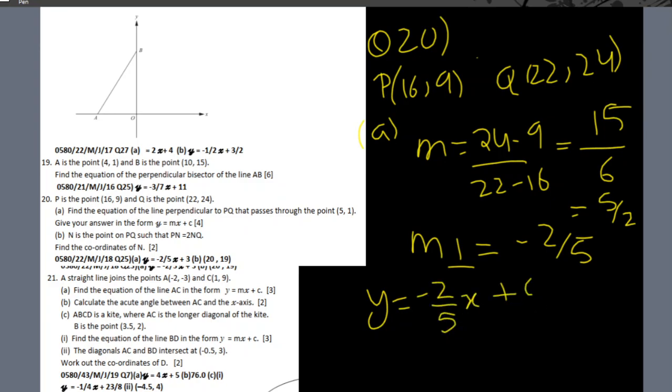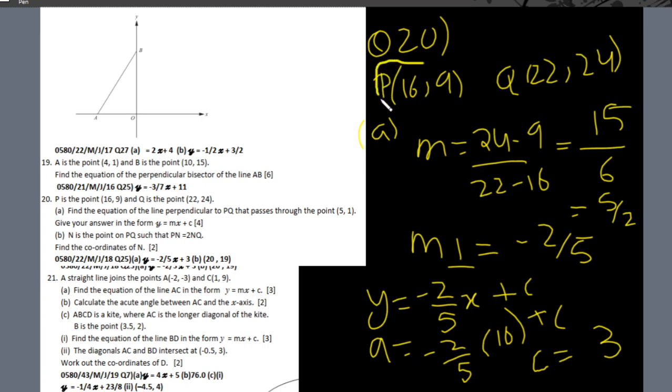To find c, substitute either this combination of x, y or this one. I'll be using the first one. So 9 equals minus 2/5 times 16 plus c. When you rearrange and find the value of c, I assume you'll get 3. Let me see if we get 3. On my calculator, I'll enter 9 plus fraction key 2 over 5 times 16. Alright, I've made a huge mistake.